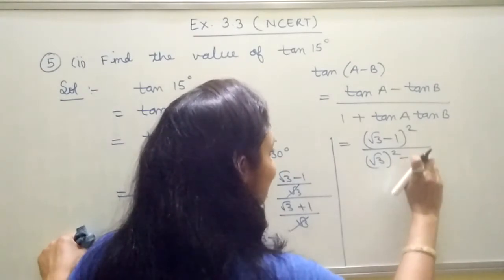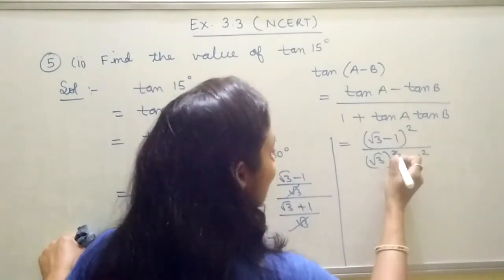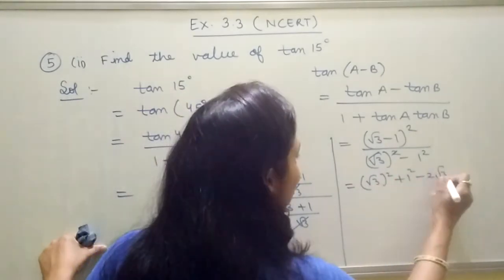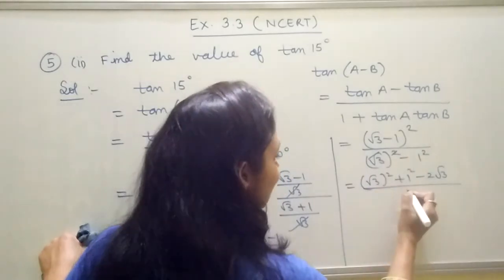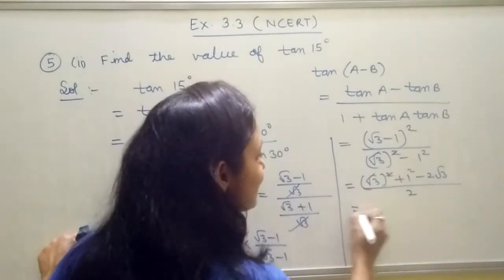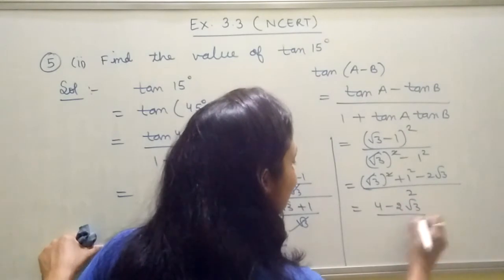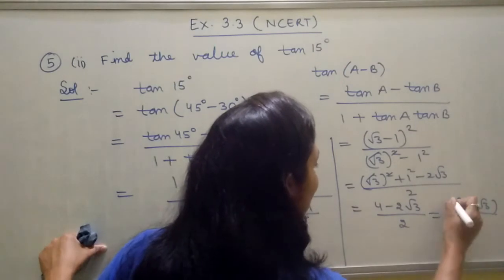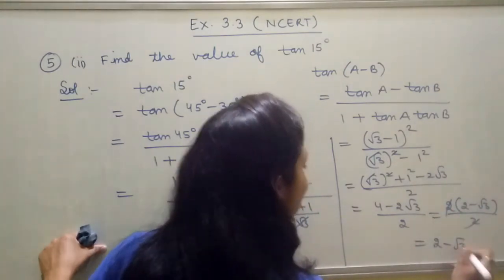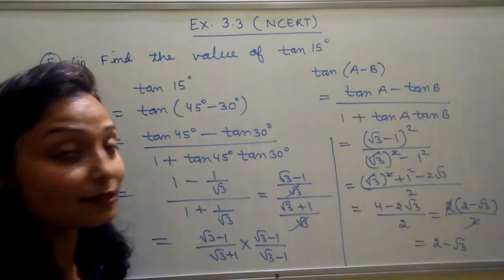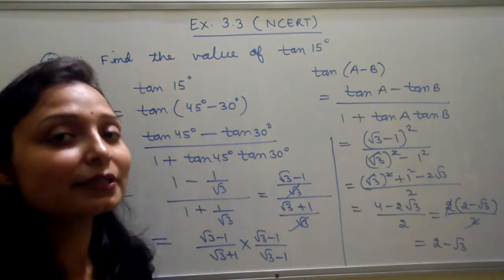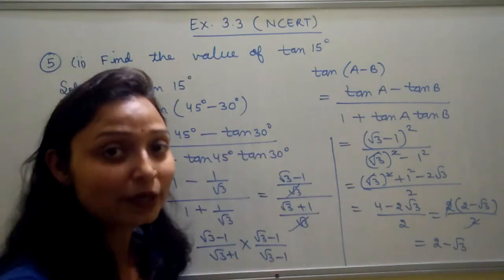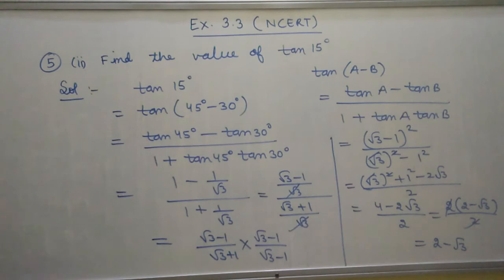The denominator is 3 minus 1, that is 2. The numerator is a square plus b square minus 2ab: 3 plus 1 minus 2 root 3, that is 4 minus 2 root 3, divided by 2. Take 2 as a common factor: 2 into 2 minus root 3 upon 2. 2 and 2 will cancel. We get 2 minus root 3. So this is the solution of this part. This is the way. You only have to learn the identities and think about which identity is suitable for the question.